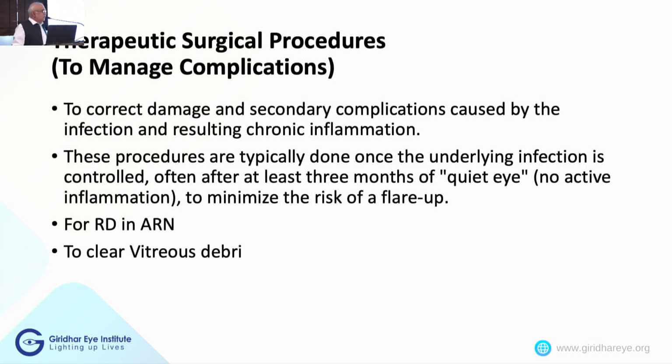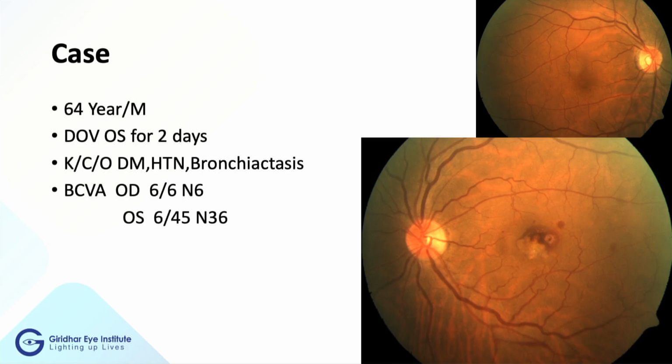So the second indication for surgical management is therapeutic indication to manage complications, to clear the vitreous debris after the things are gone. Then the most important thing that I come across is RD in acute retinal necrosis. There are other surgical treatments needed if there is a complicated cataract or secondary glaucoma, which I am not going to cover.